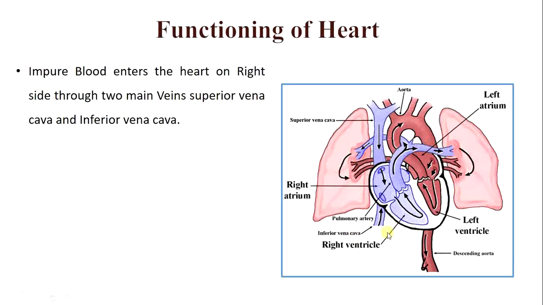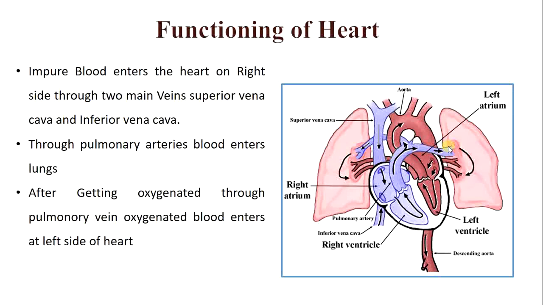The impure blood enters into the right side of the heart and goes towards the lungs for purification, you can see the arrowheads. Then the blood gets oxygenated and enters back into the heart. Through the pulmonary arteries the blood enters the lungs, and after getting oxygenated, through the pulmonary veins oxygenated blood enters the left side of the heart. You can see the arrowheads again here. And through the aorta the blood is distributed to all the body parts. So this is how the heart functions.